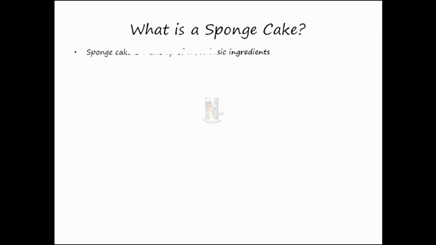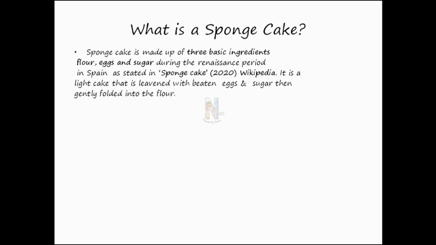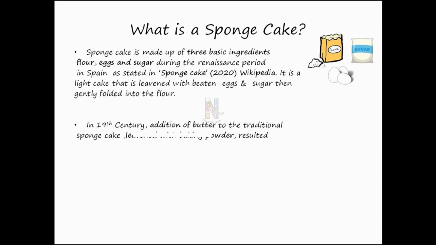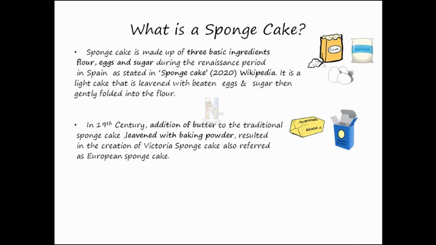So, what is a sponge cake? The first sponge cake came into being during the Renaissance period in Spain. It is made up of 3 basic ingredients: flour, eggs and sugar. It is a light cake that is leavened with beaten eggs and sugar gently folded into the flour. During the 19th century, addition of butter to the traditional sponge cake leavened with baking powder resulted in the creation of Victoria sponge cake, which is also known as European sponge cake.